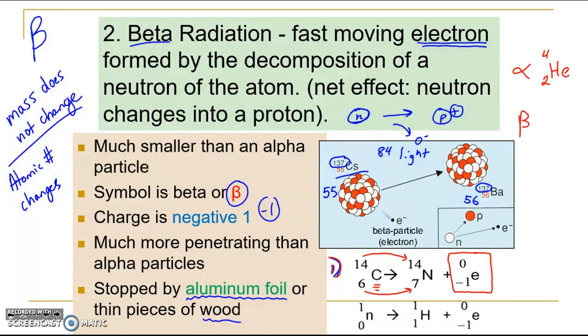The beta particle, I want you to write this in, 0, -1, and it's got a little E for electron. That's what it means. It means electron. Why -1? Because electrons are negative. And if that represents a proton, it's the opposite of a proton. It's a negative. How about the second example down here? We start off with a single neutron here. The mass does not change. The protons go up by 1. And we form a beta particle. Those are your beta particles here.